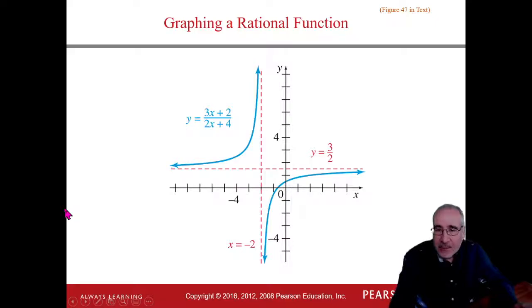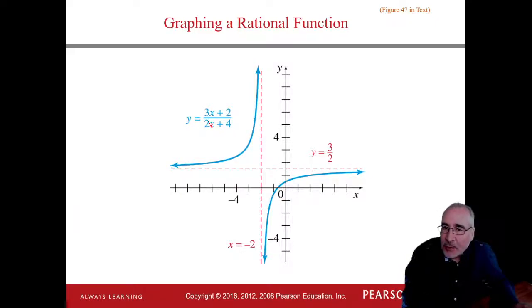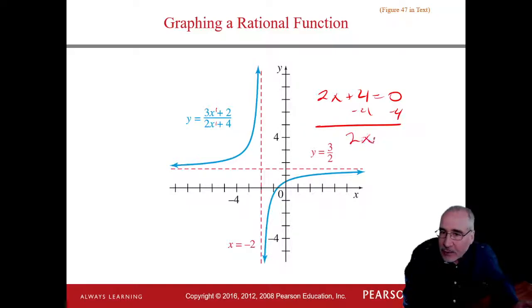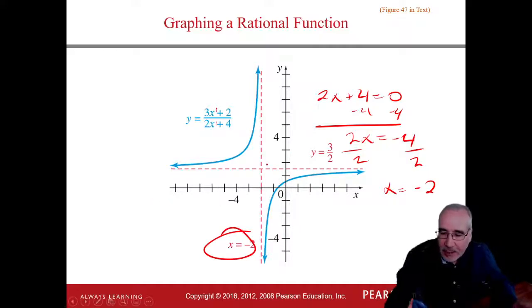Graph a rational function. Again, there's many examples we'll go through, but we see the horizontal asymptote, because they're the same degree, both to the first power, is going to be 3 over 2. The denominator, 2x plus 4, becomes equal to 0. Subtract 4 from both sides. This is how we find our vertical asymptotes. And then divide by 2. We get x equals negative 2. And so there is our vertical asymptote, and that's how rational functions behave.